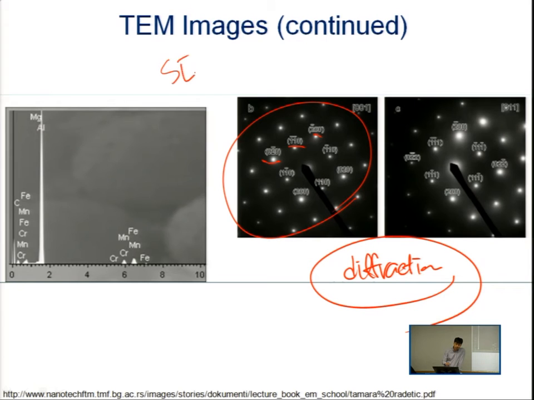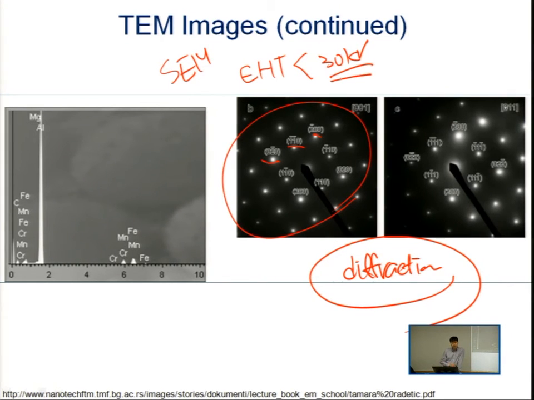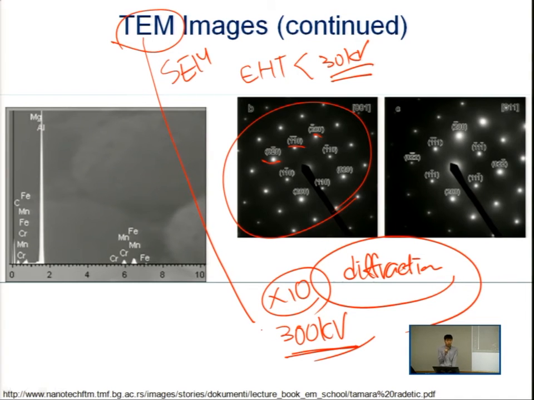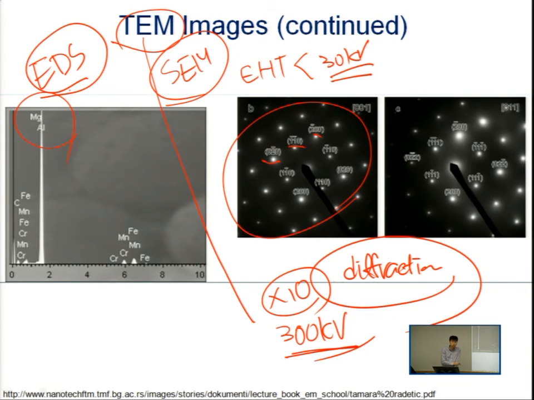In the SEM, the electron high tension is at most 30 kV. TEM can go up to 300 kV. So its high tension is about 10 times higher. Even though the spot of the electron beam is much smaller than that of the SEM, it generates a very high signal of X-ray. So we can also use EDS for the TEM.